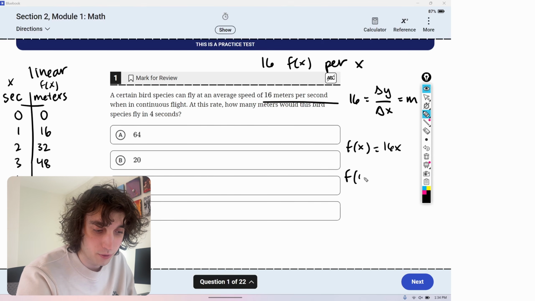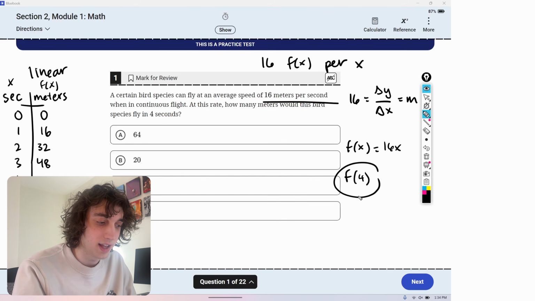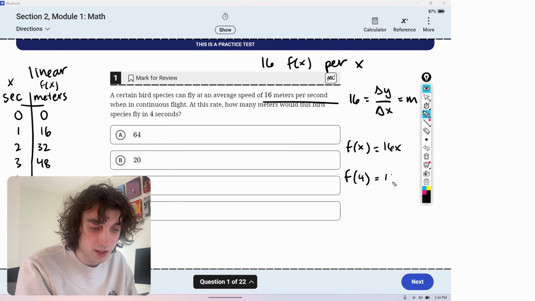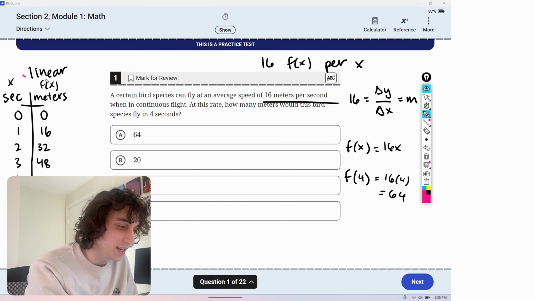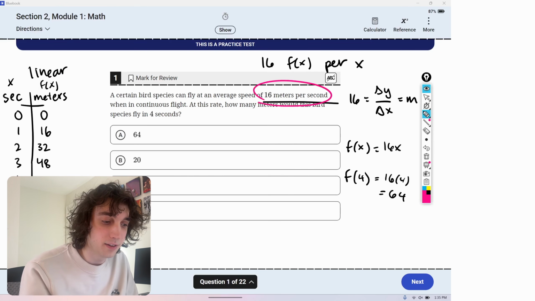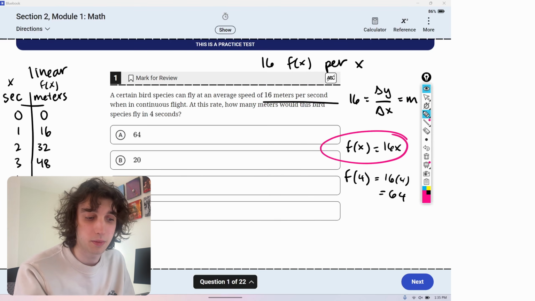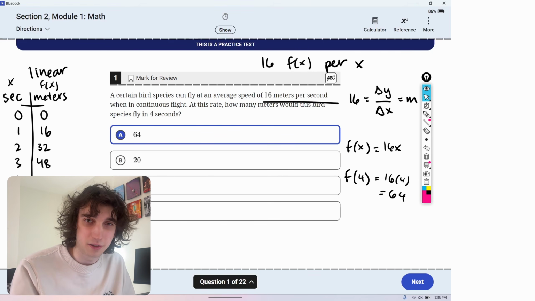And what we're solving for is the amount of meters, so we're solving for f of x when x equals 4. When your seconds equals 4, that would be f of 4, that's 16 times 4, that's 64. And so you're not actually going to be writing this all out on the SAT. I just think it's incredibly helpful to be able to break down a scenario like this, identify it's a linear function, identify that 16 is your slope, your rate of change, and then being able to set up the equation if you had to do that instead. But this specific problem should take you like 5 seconds.